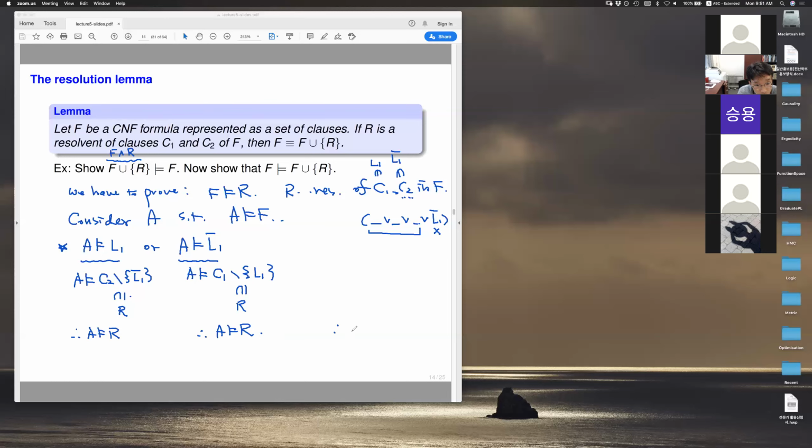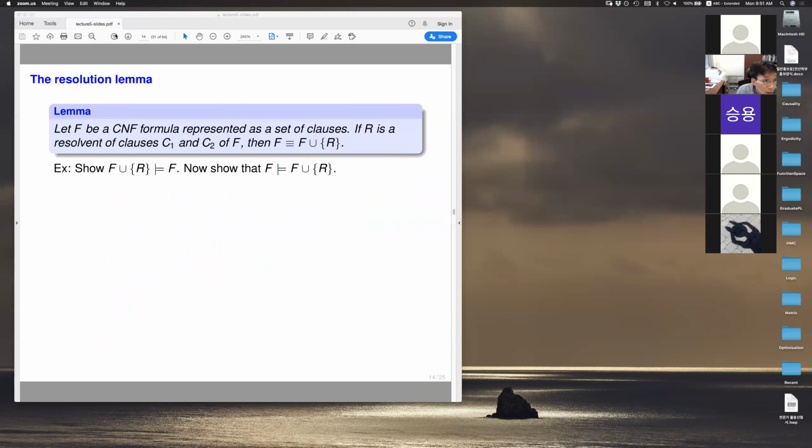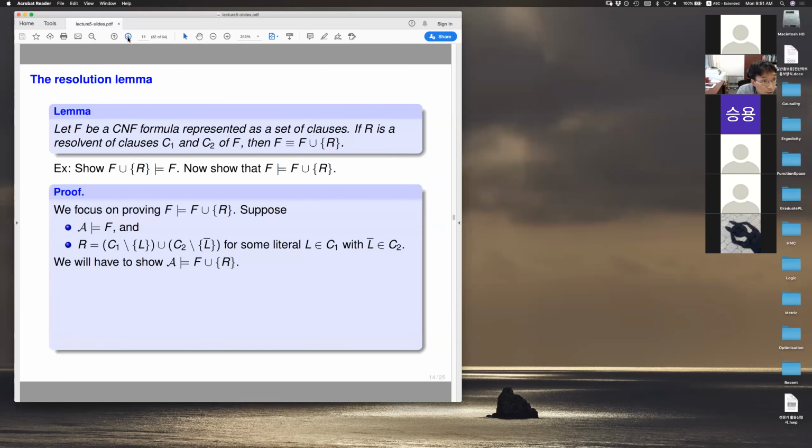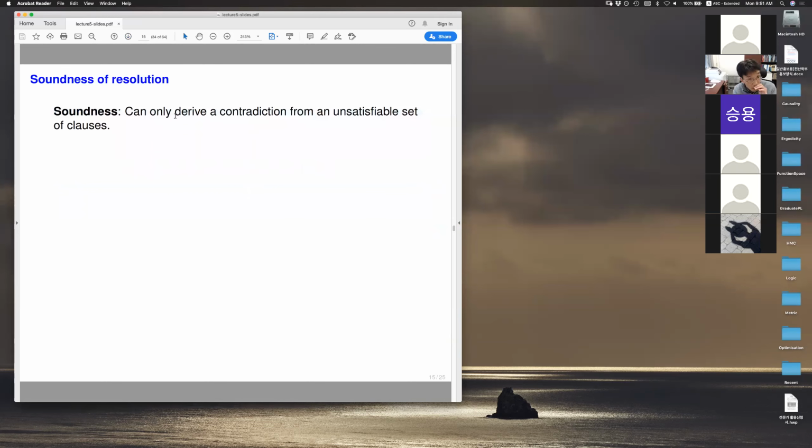So we pick any A that satisfies F, and in either of these cases A is also going to satisfy R. Therefore we can conclude that F entails R, and that's going to be the proof of the other implication. Again, nothing hard, but it involves some case analysis, and that case analysis corresponds to applying the resolution. So here's a proof of this, and that's exactly what I told you.